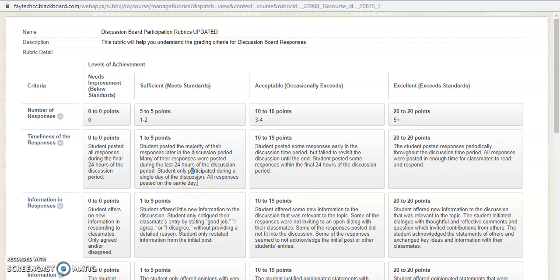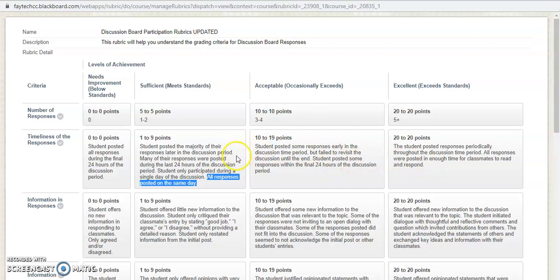Another benchmark that I'm also looking at is whether all responses were posted on the same day. So maybe it's not the final 24 hours, but let's say you go in and post all of your responses in a single day. What that is telling me is that you had not been an active participant throughout the duration of the forum. So you will lose points here as well. Even if it's not the final 24 hours, if you post everything on the same day and never come back and revisit and respond, then you will most likely only earn about 5 points for this line.